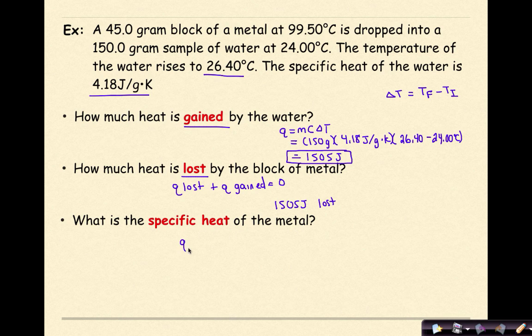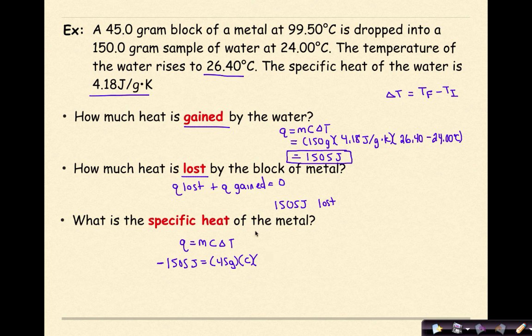All right, Q equals MC delta T. We know that the amount of energy lost by the metal is, we're going to put a negative to represent the amount of energy lost. So negative 1,505 joules is equal to the mass of the metal, which is 45 grams. So 45 grams. We're looking for specific heat here.